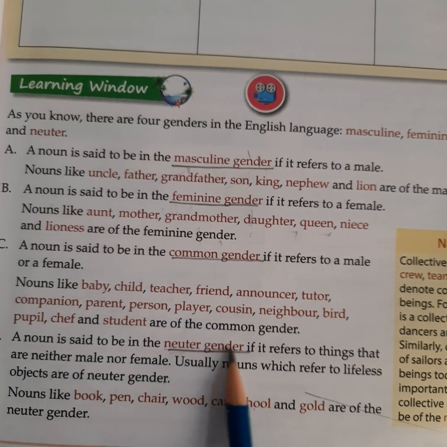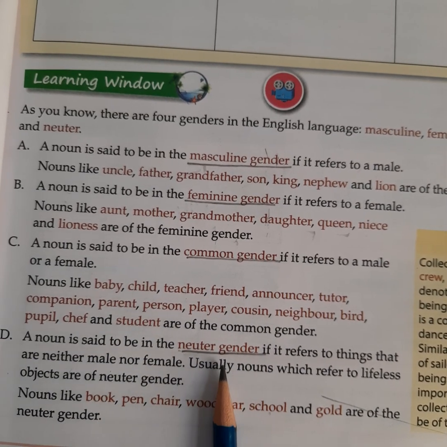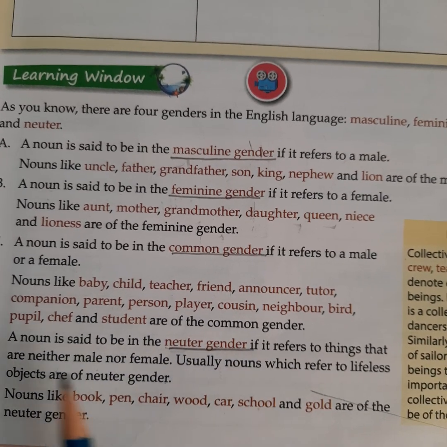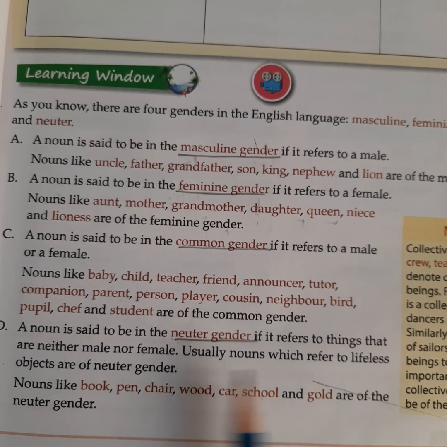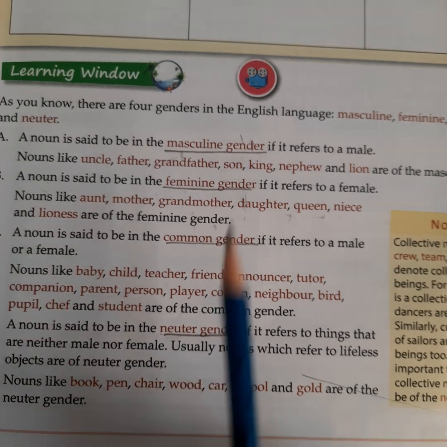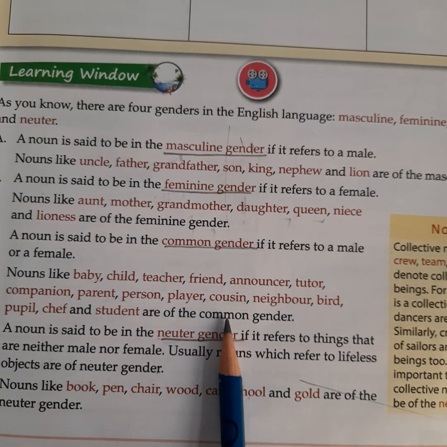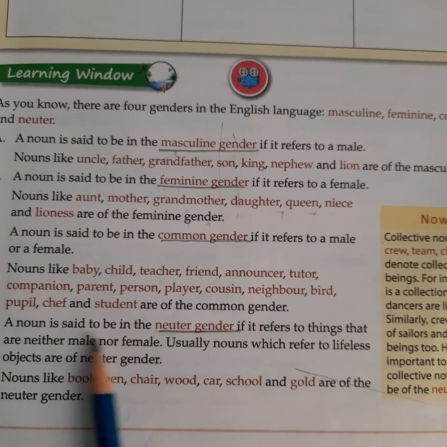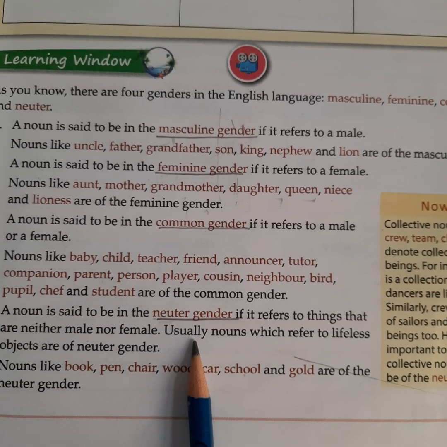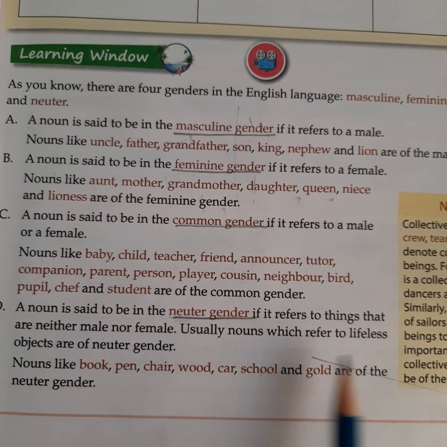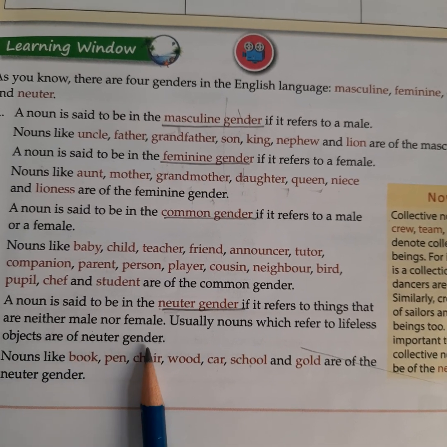Now let's see the fourth one and the last kind of gender, which is neuter gender noun. So a noun is said to be in the neuter gender if it refers to a thing that is neither male nor female. Except all these 3 kinds, the other kind is neuter gender noun, which is neither for female nor for males. Usually nouns which refer to lifeless objects are neuter gender.